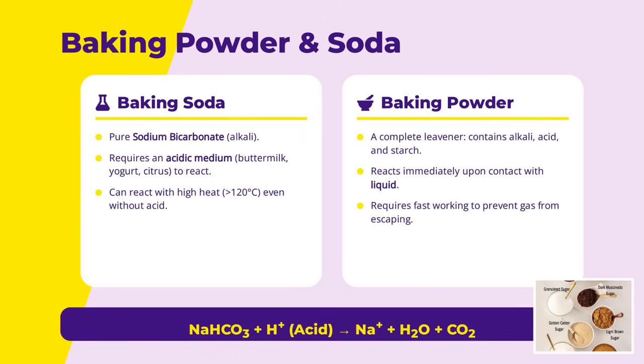The slide also explains the different types of baking powder. Single-acting baking powder releases gas immediately after mixing with water. Double-acting baking powder releases some gas during mixing and the remaining gas during baking. Because of this two-stage action, double-acting baking powder provides better volume and is more commonly used in commercial bakery products. Remember this simple difference. Baking soda needs an external acid, whereas baking powder already contains one.